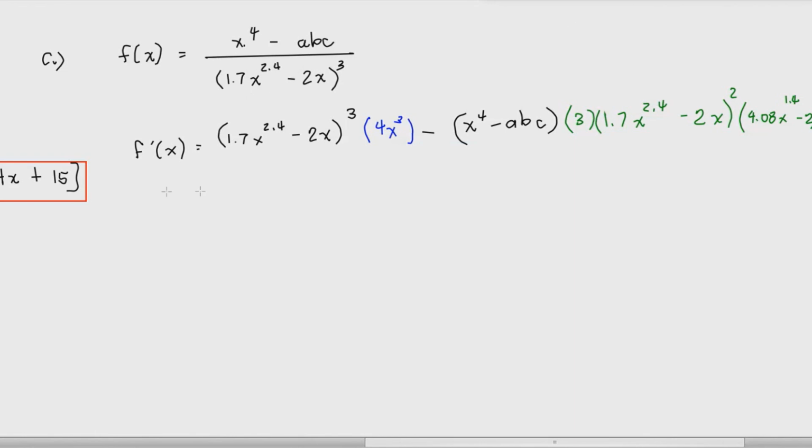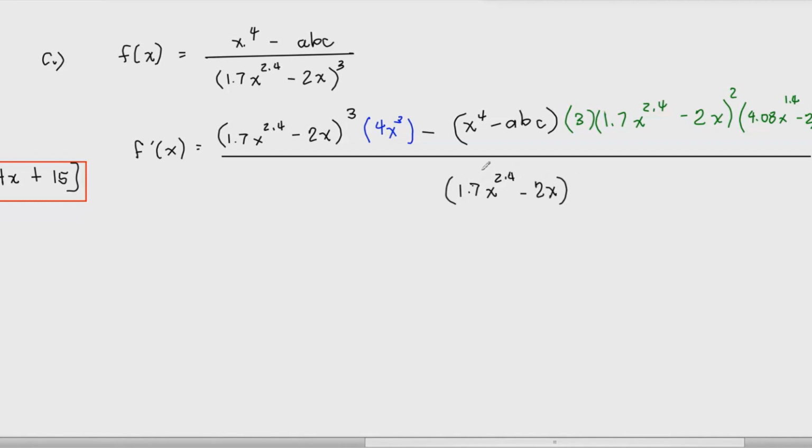Okay, and all the expression will be divided by, of course, the square of this denominator. Let's use another color. So we'll be having 1.7x raised to 2.4, and then minus 2x, and then raise this to the square. So that is cubed, so we get 6 here. So in that case, this is our final answer.